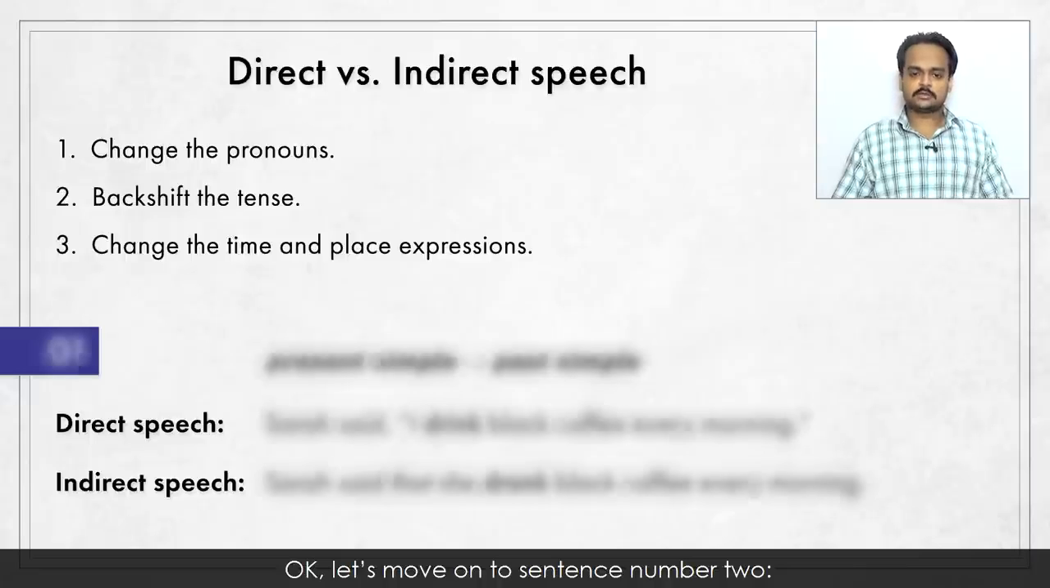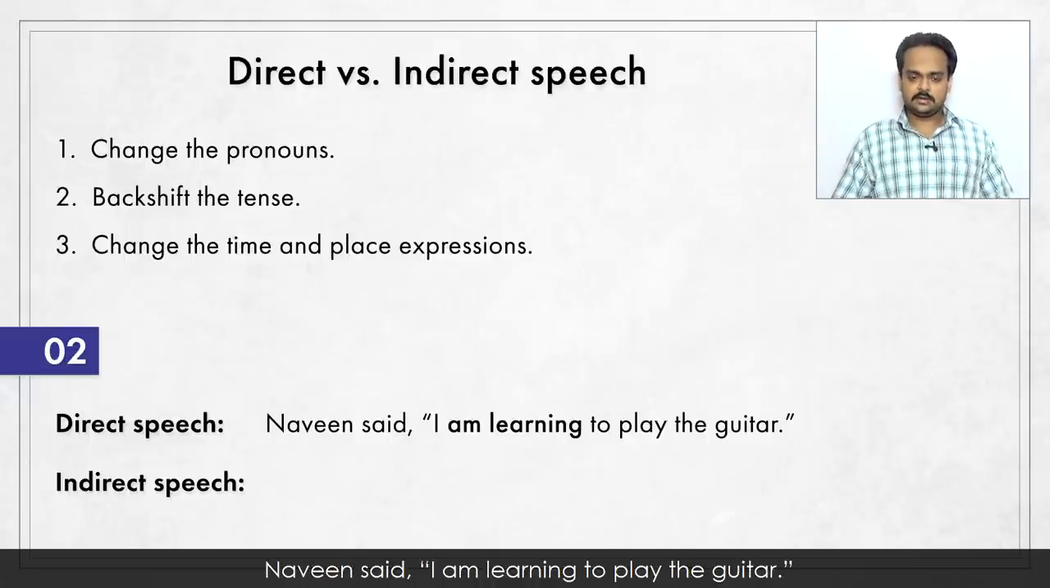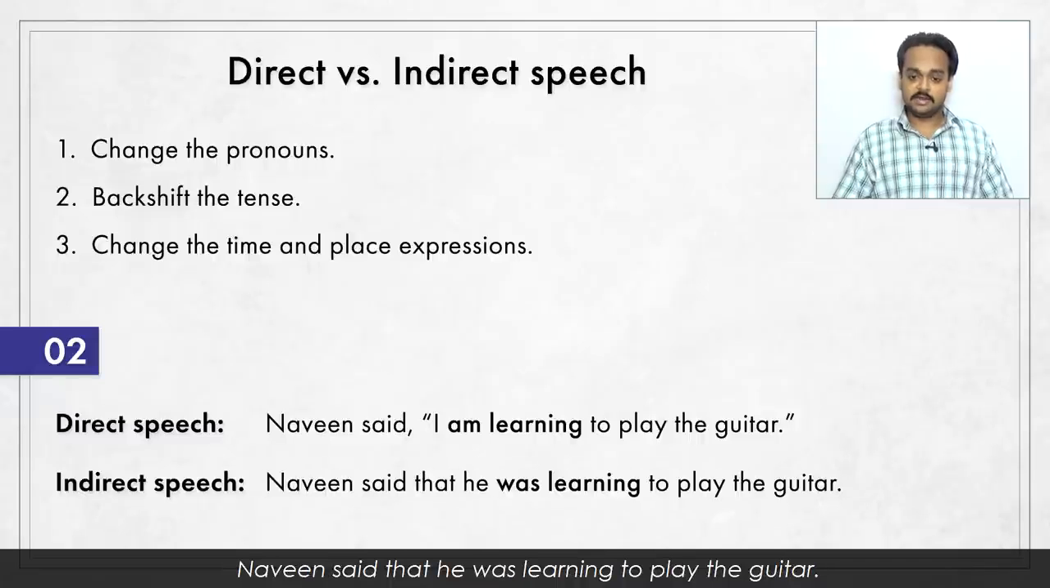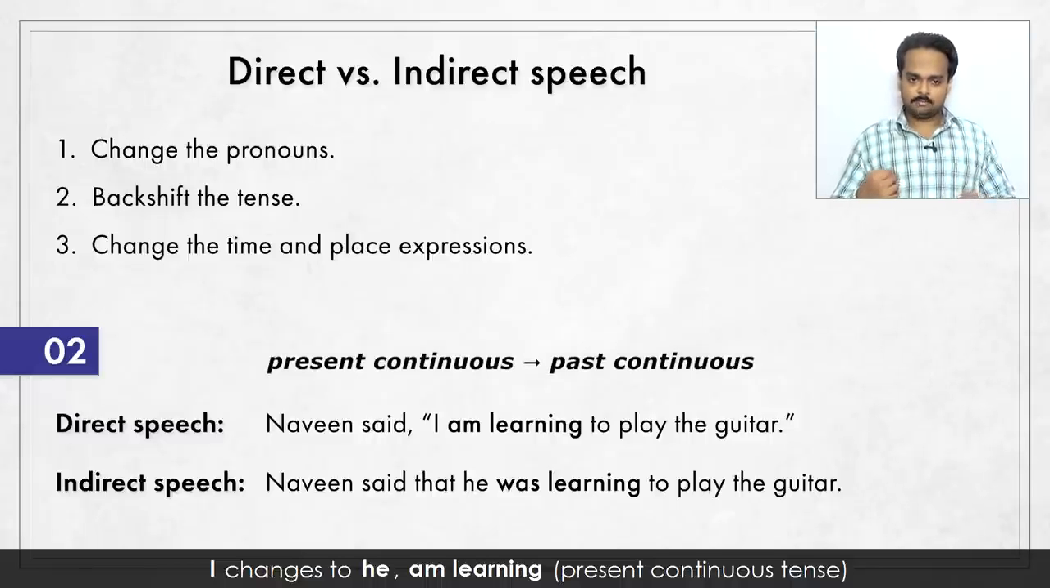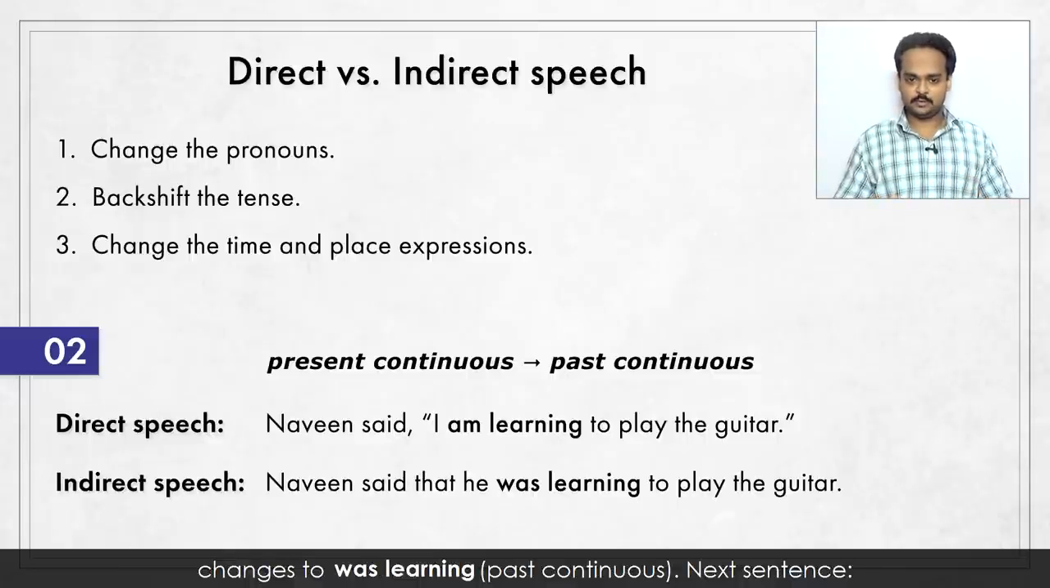Okay, let's move on to sentence number 2. Naveen said, "I am learning to play the guitar." How would you change this? Stop the video and try it. Naveen said that he was learning to play the guitar. I changes to he. Am learning, present continuous tense, changes to was learning, past continuous.